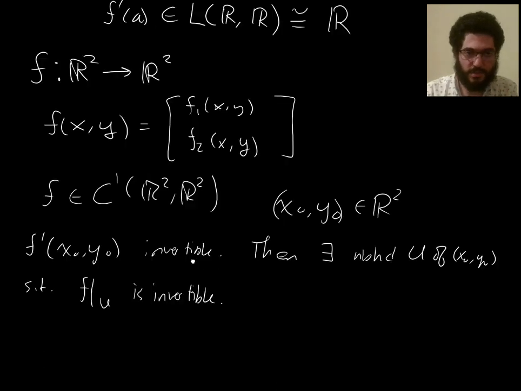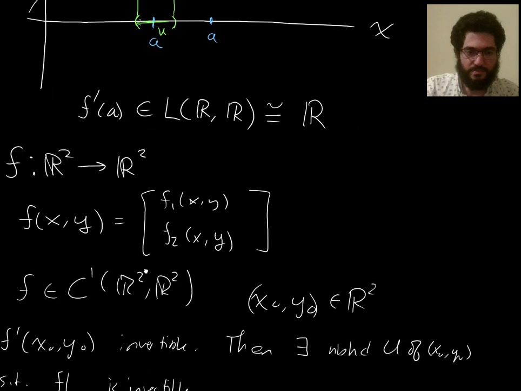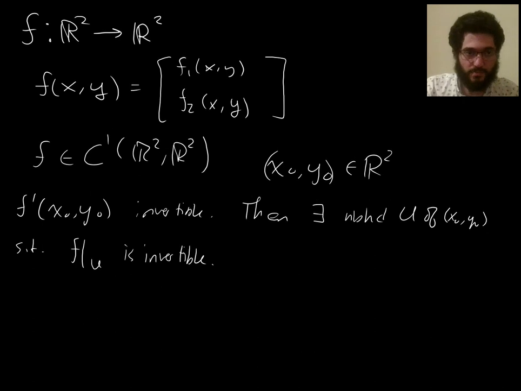So the inverse function theorem says a few other things. It also says the image of that set is open, and it says that when you look at that inverse, it's itself a C1 function. But mainly I want to focus on this, because this is the part that, for me at least, sticks with me. This is the part that I remember. This is the part that I think gives it the name inverse function theorem. So there's this neighborhood U of the point x naught, y naught, where f restricted to U would be invertible.